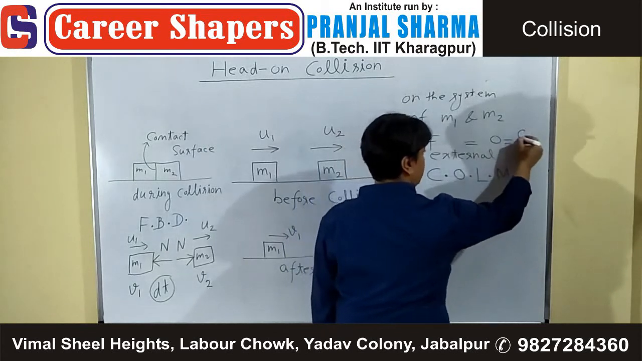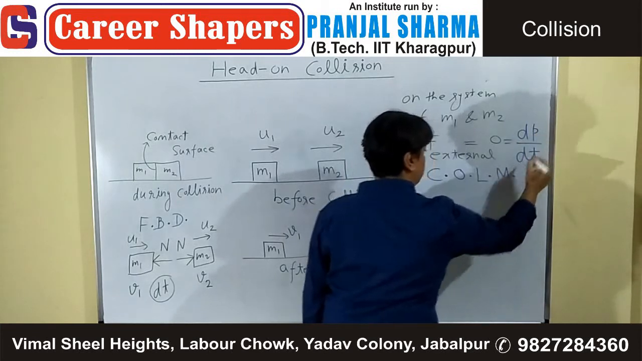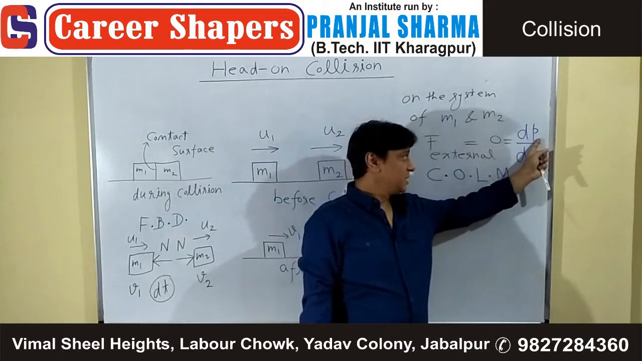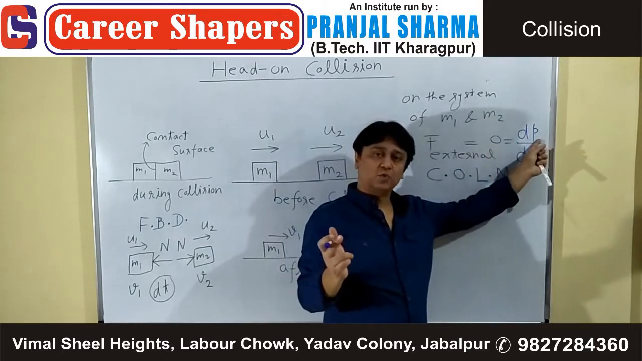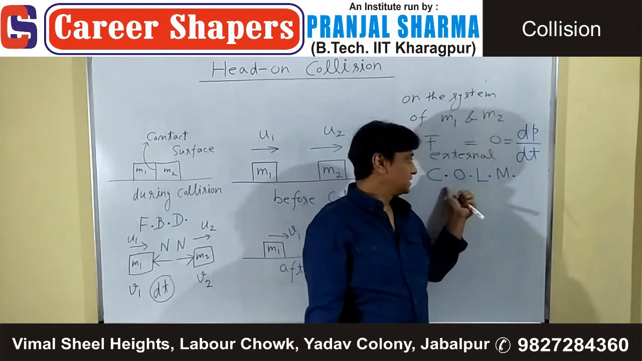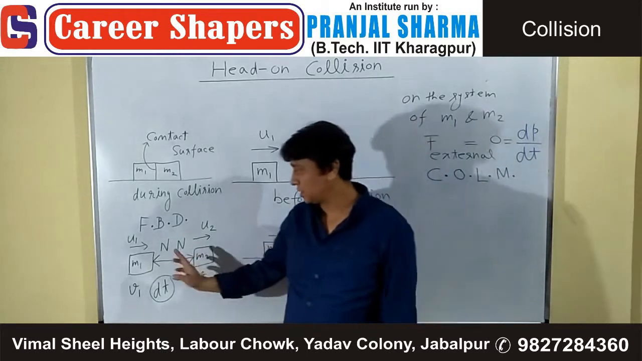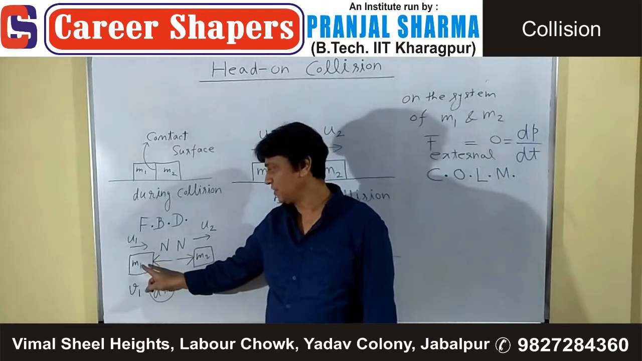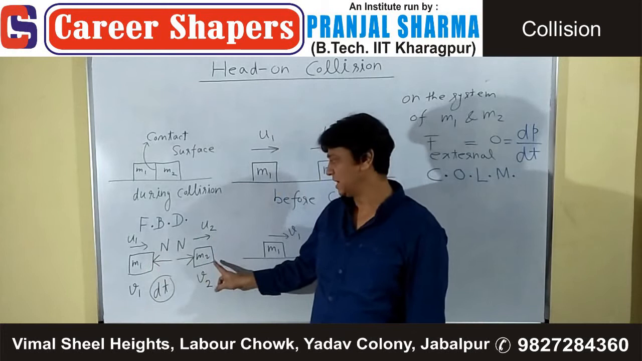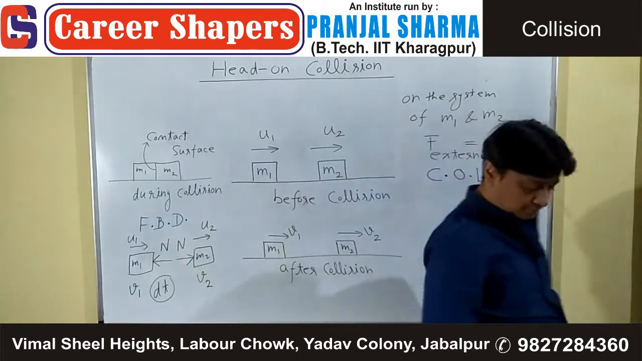F is dP by dt. If F is 0, then dP is 0. dP means change in linear momentum is 0. If change is 0, that means linear momentum is conserved. But remember, you cannot conserve linear momentum of m1. Force is present. You cannot conserve linear momentum of m2. Force is present. In fact, write down the statement.